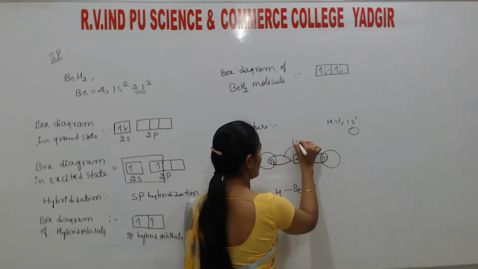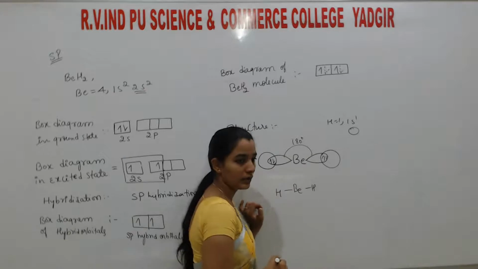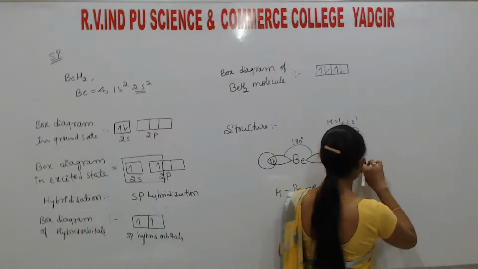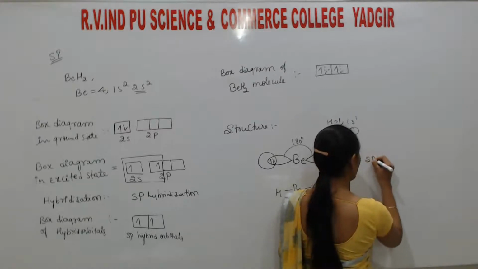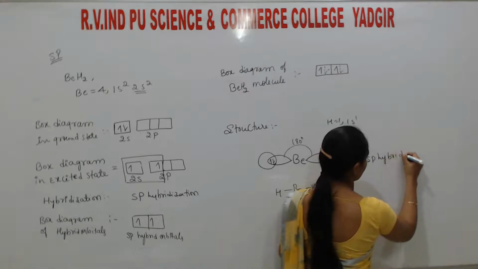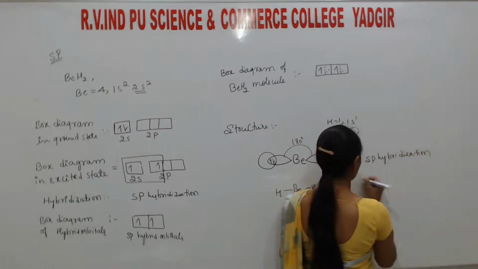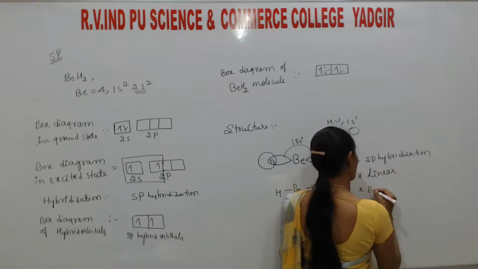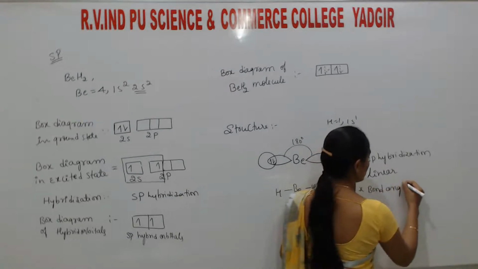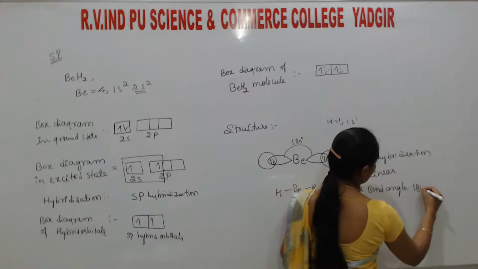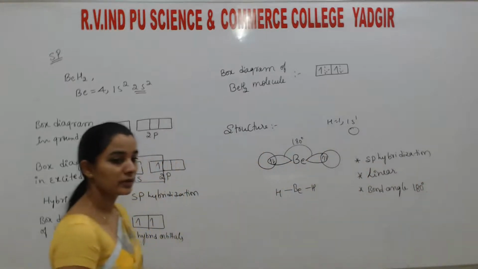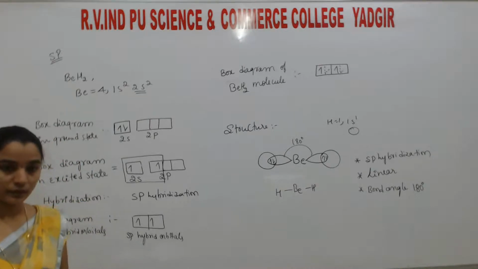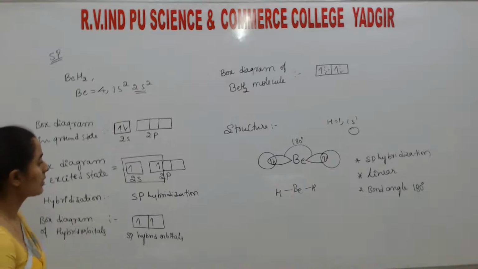So this is of course a linear structure like this. The bond angle between them is 180 degrees. So the points here: the first is it is sp hybridized, the structure is linear, and the bond angle is 180 degrees. These are the points of the structure of BeH2. Okay? So the next, another example.